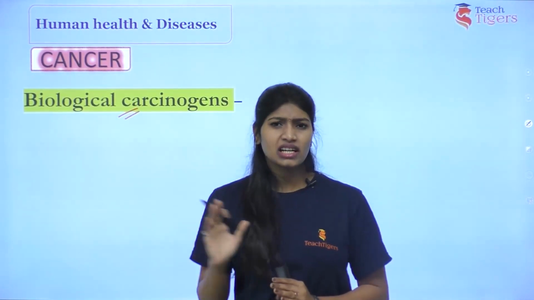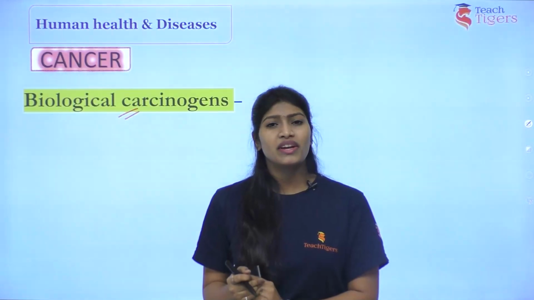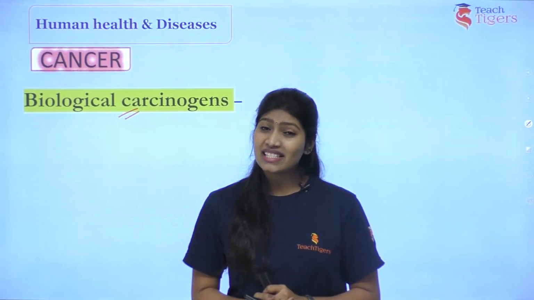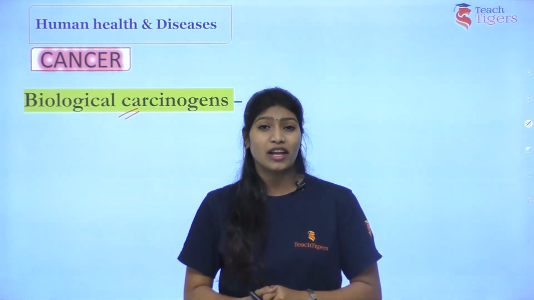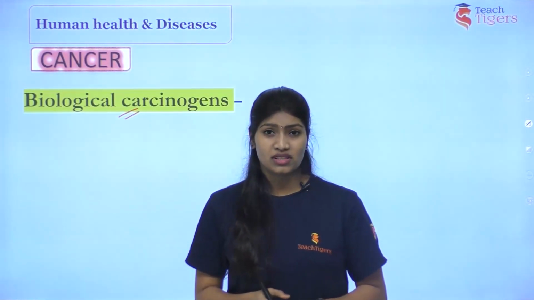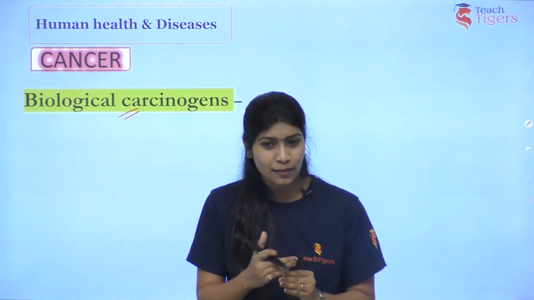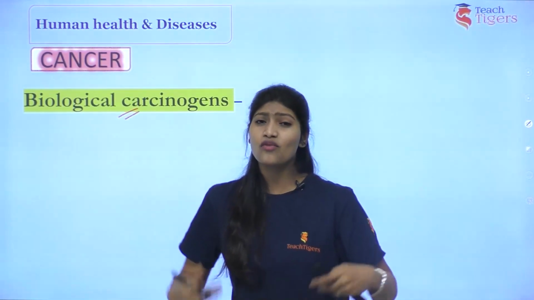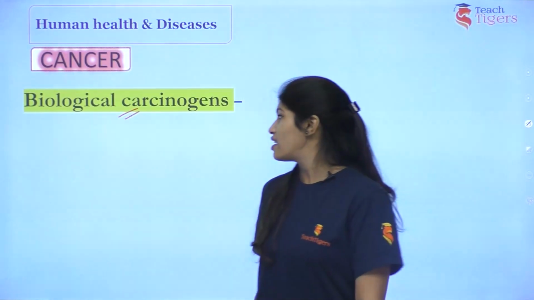When it is physical, you thought it's related to some physical things. When it's chemical, you can understand that it's about the chemicals. But when I say biological, here bio means life forms. So life forms, that means there are a few biological agents that are causing cancer. So what are the cancer-causing biological agents?